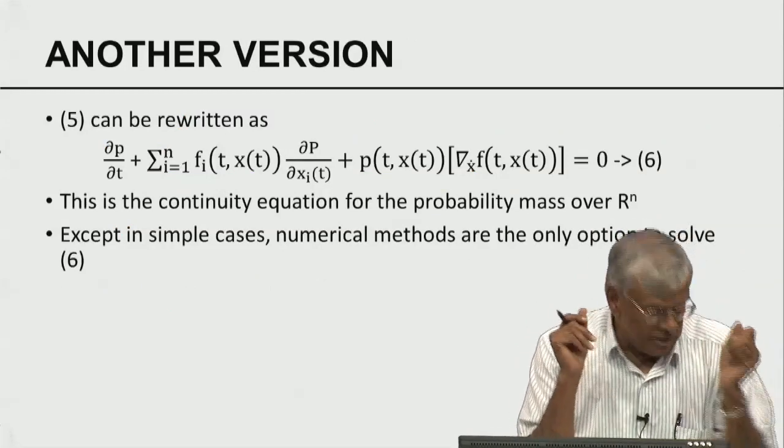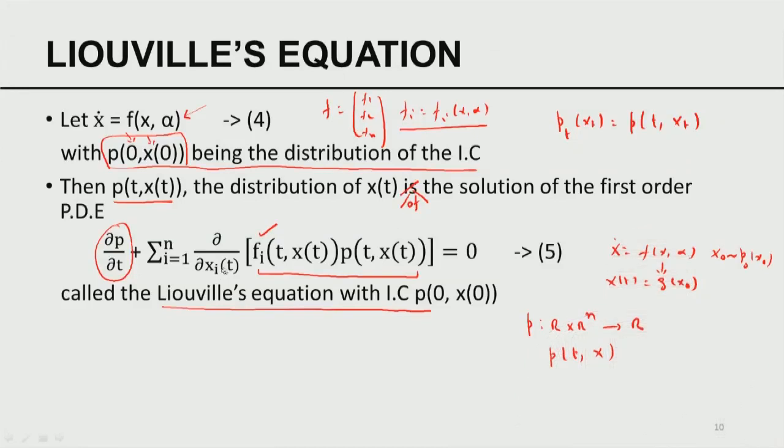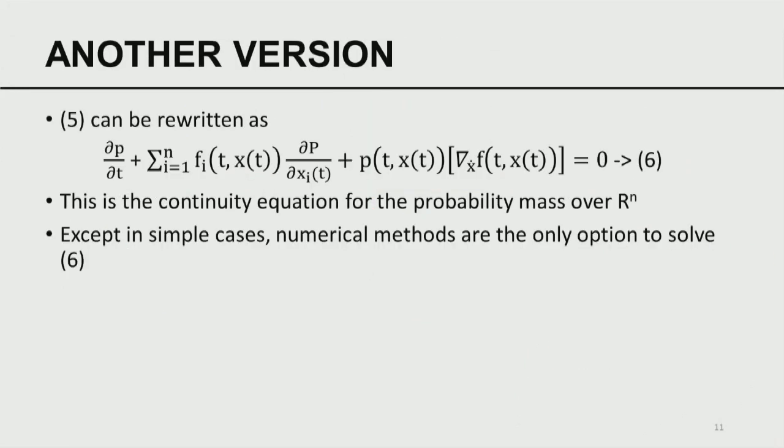There is a way to rewrite this, so I can do the differentiation on the second term, and I can readily write this equation as equation 6. This equation is called the continuity equation for the probability mass or density of n. I have already discussed that. Again, I want to re-emphasize, except in simple cases, numerical methods are the only option to solve 6.